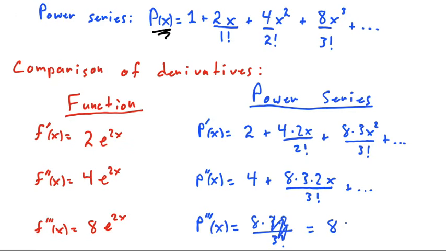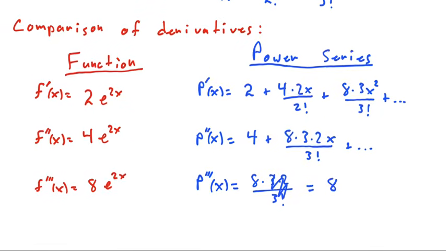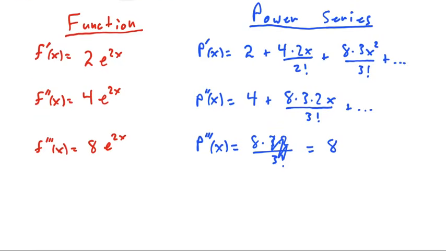Now, we're interested in these derivatives at an x value of 0, so let's compare those. For the original function, f prime of 0, we plug in 0 to the first derivative. We have 2 times e to the 0, that's 2 times 1, that is 2. The second derivative at 0 is 4 times e to the 0, that's 4. The third derivative at x equals 0 is 8.